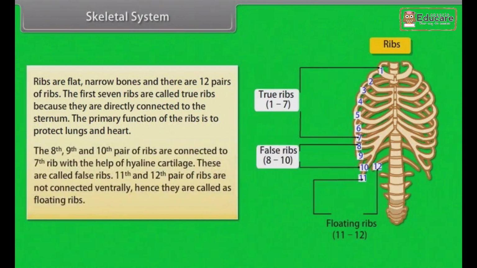The 8th, 9th and 10th pair of ribs are connected to the 7th rib with the help of hyaline cartilage. These are called false ribs. 11th and 12th pair of ribs are not connected ventrally. Hence they are called floating ribs.